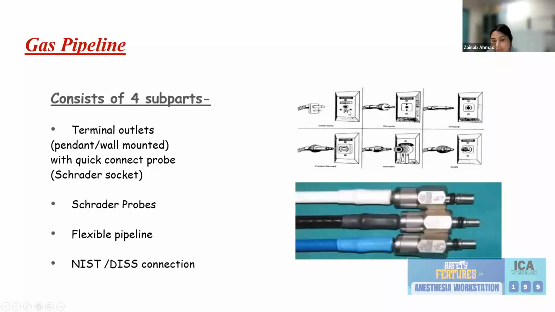So this is the Schrader socket and this is the Schrader probe. The wall end of the pipe is the Schrader probe. Then comes the anesthesia machine end. The anesthesia machine end also has a safety measure, the DISS, diameter index safety system, or non-interchangeable safety threads. What is diameter index safety system? It has two bores, then two conical parts, and then it has nipples. According to the shoulders on the nipple, they align themselves in a way that is specific for a gas.